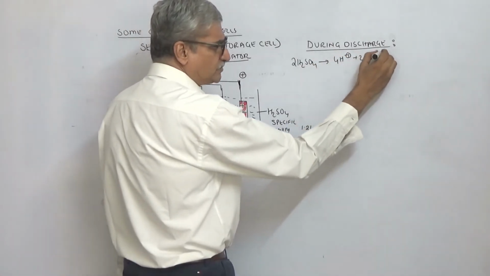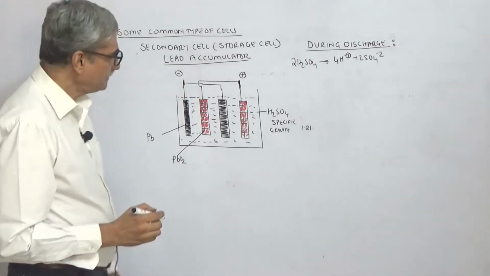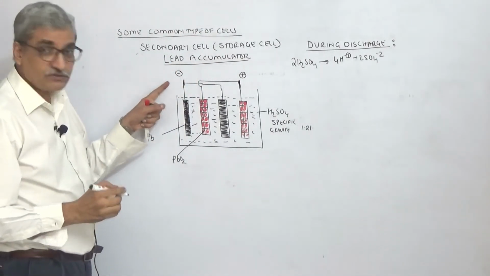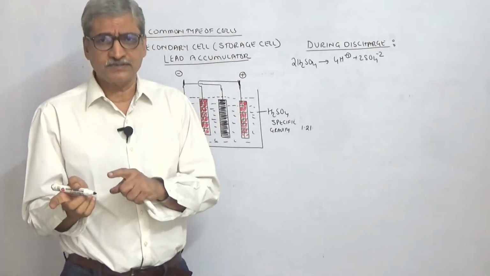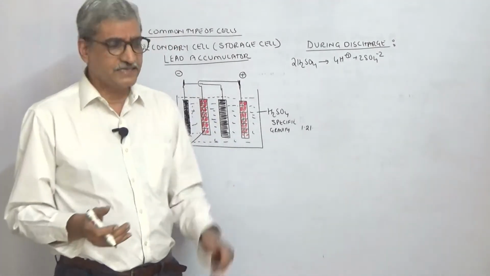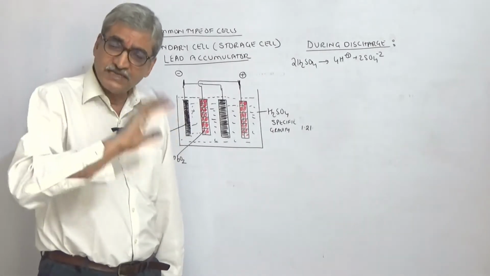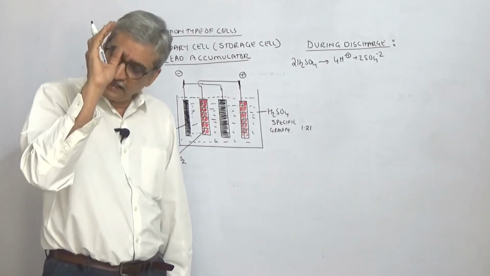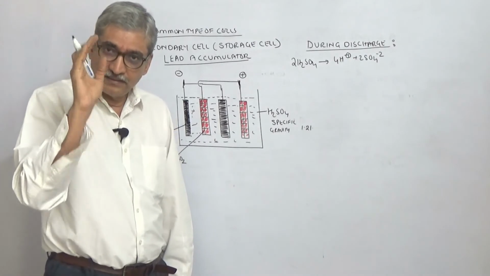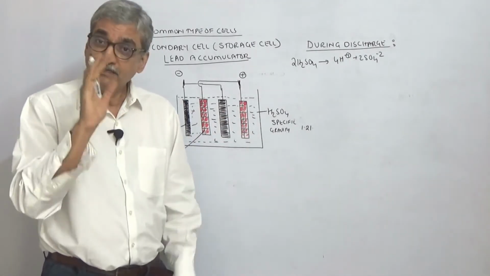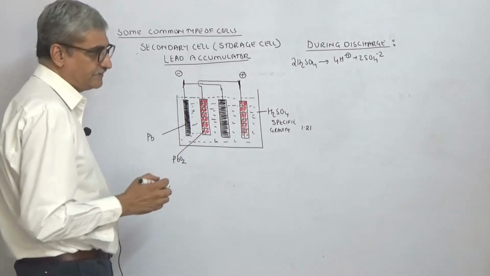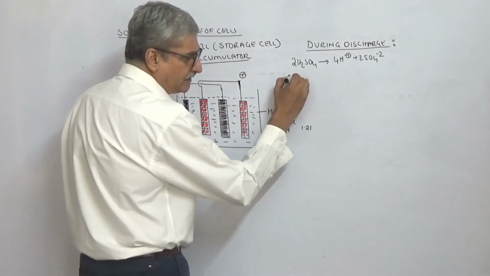plus 2SO4 2-. Now at the negative electrode, we never say oxidation or reduction over here. We always say negative and positive only in the case of a secondary cell, because whether it is charging or discharging, negative remains negative and positive remains positive. Maybe the reactions are opposite, but the charges remain the same.